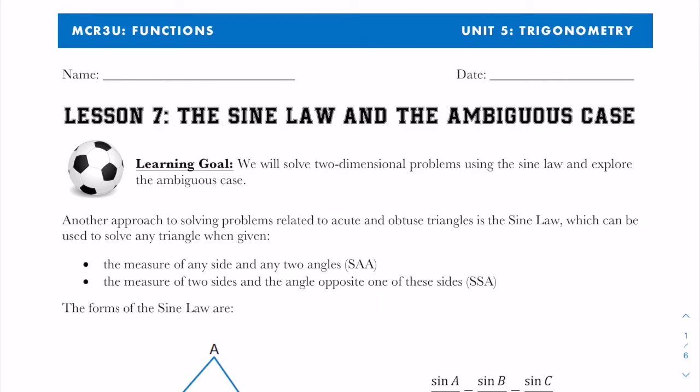Hello everyone and welcome to Lesson 7, the Sine Law and the Ambiguous Case. Part of this lesson will be a review of the sine law, which you learned in grade 10, and the other part will involve something new known as the ambiguous case. Let's get started.